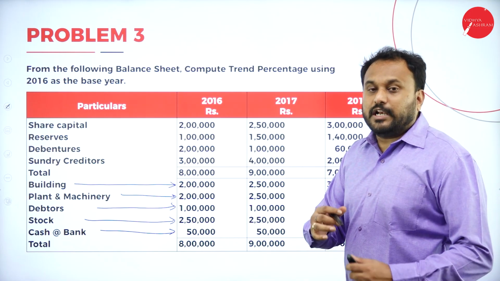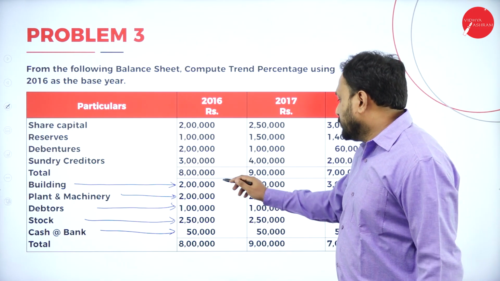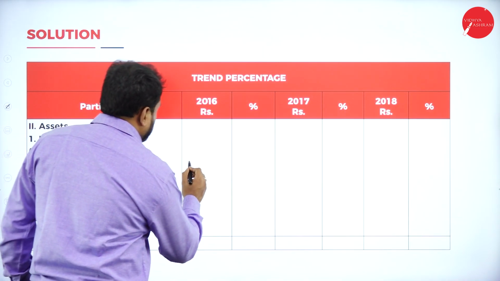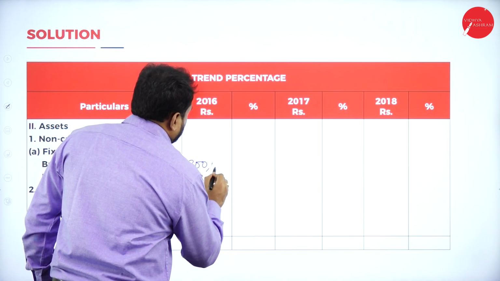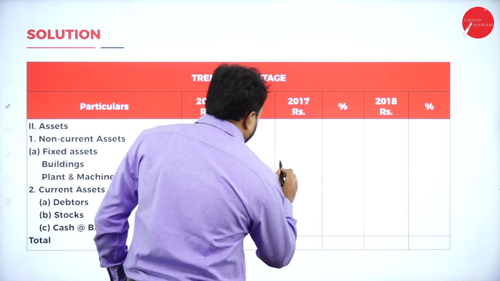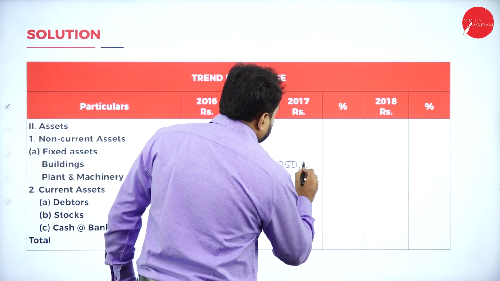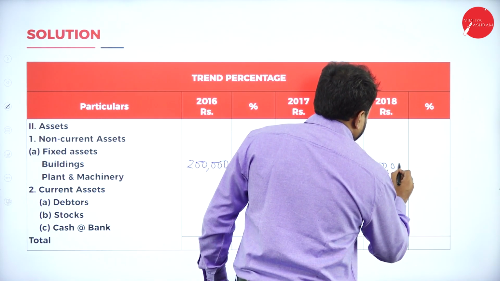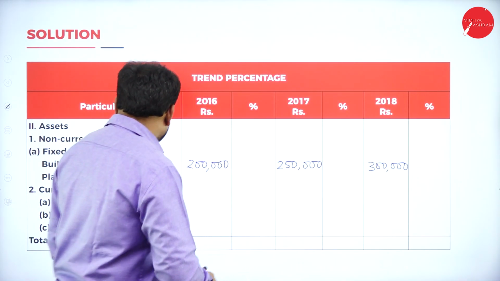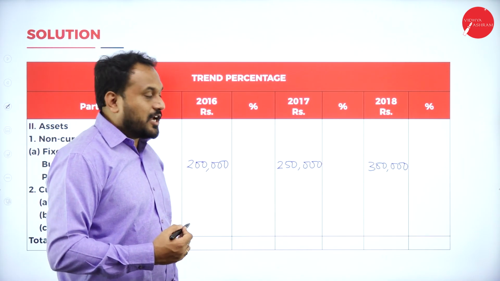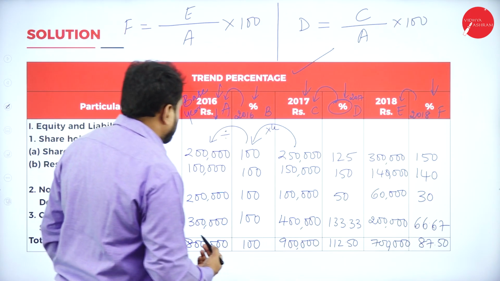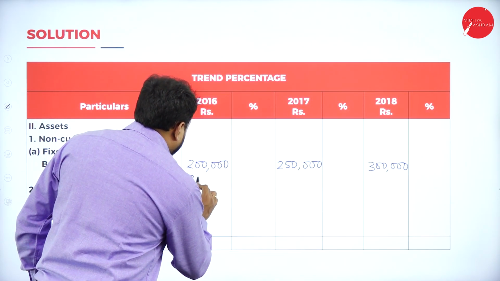This is building, plant and machinery, debtors, stock and cash. So properly copy paste you are supposed to. Now 2 lakh, 2 lakh 50, 3 lakh. We'll go with here. 2 lakh. Don't write anything here. 2 lakh 50,000. Then we have how much? 3 lakh. Done. Next one we have is plant and machinery. How much is the plant and machinery? Let's go. 2 lakh, 2 lakh 50 and 1 lakh. 2 lakh.